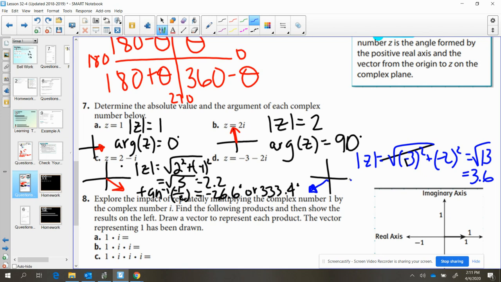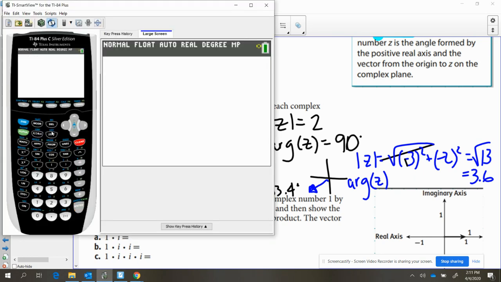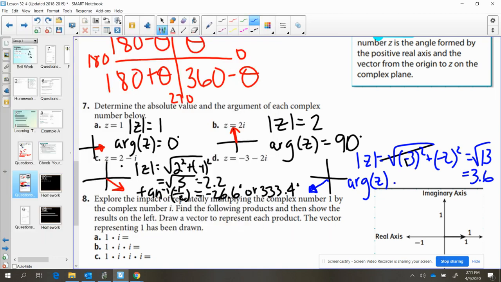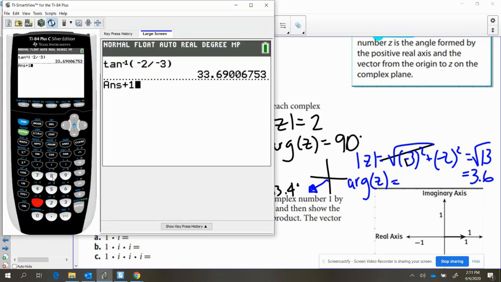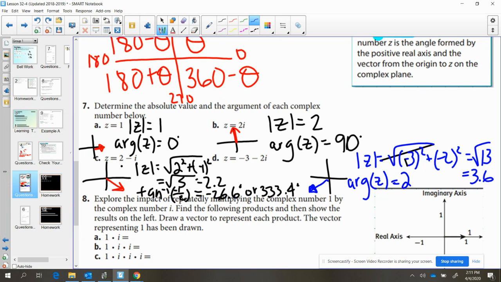And then again, for the argument, you're taking tan inverse here. So b over a, tan inverse this time, we are negative 2 over negative 3. We get 33.7. Now, a reminder, double check what quadrant you're in because 33.7 is quadrant 1. We're in quadrant 3. So we're going to need to make sure we add 180 degrees to that so that we end up with the appropriate value of 213.7. So 213.7 degrees.